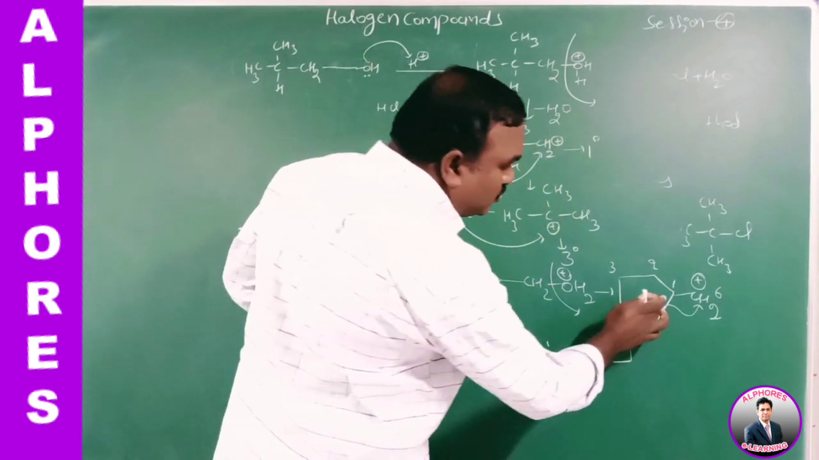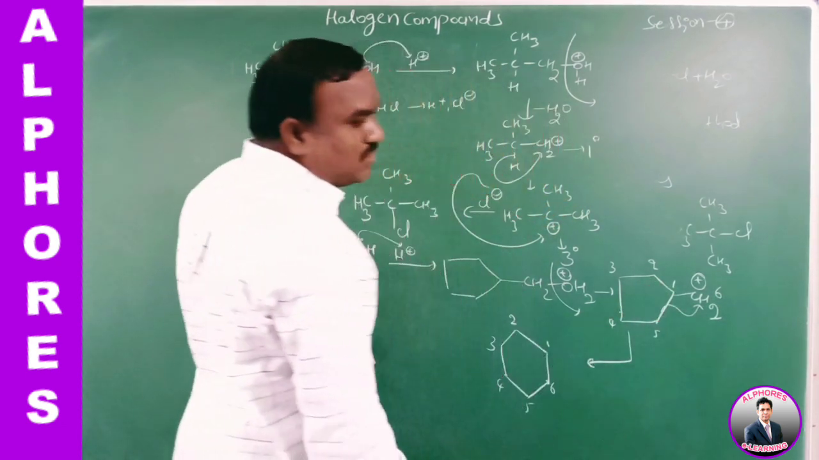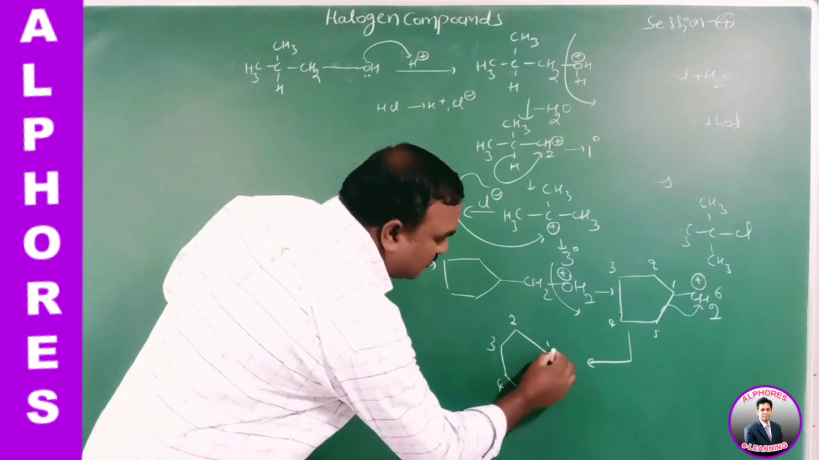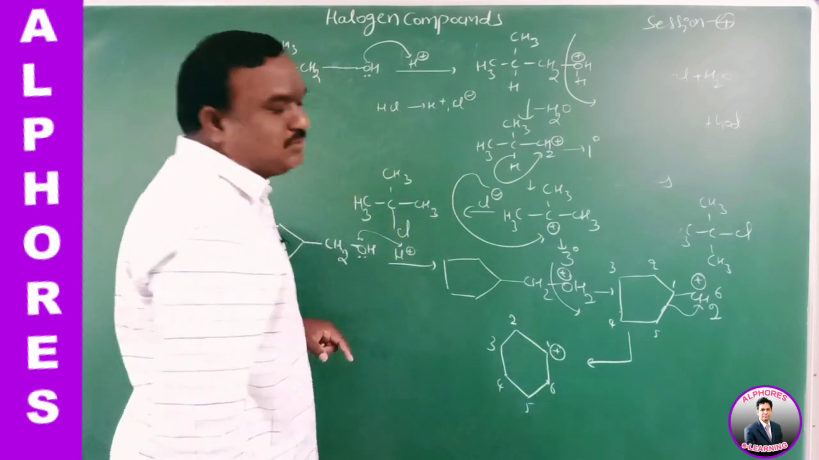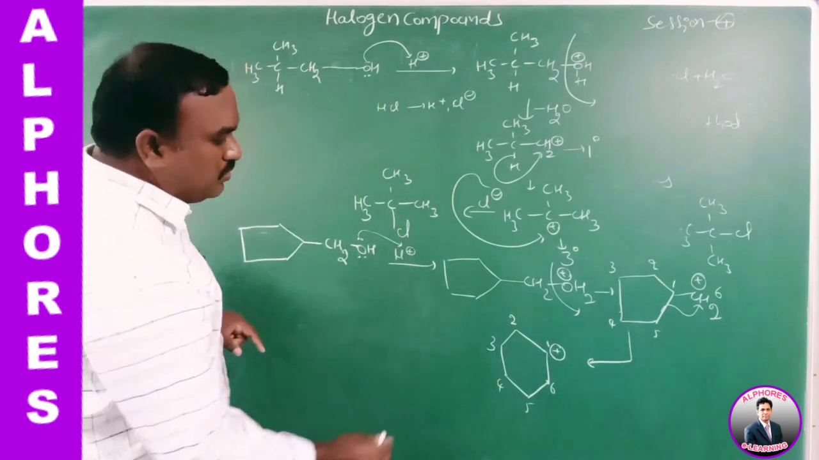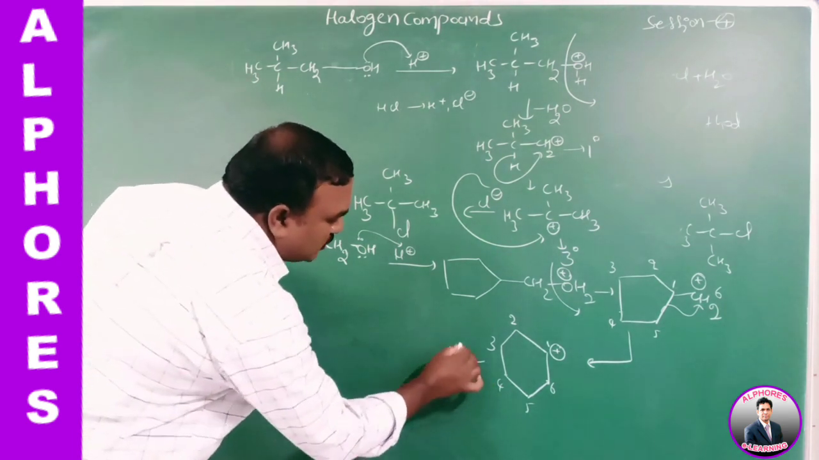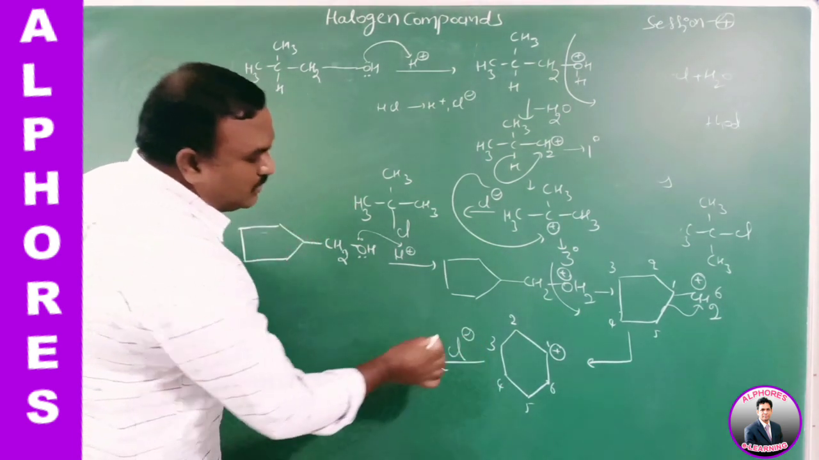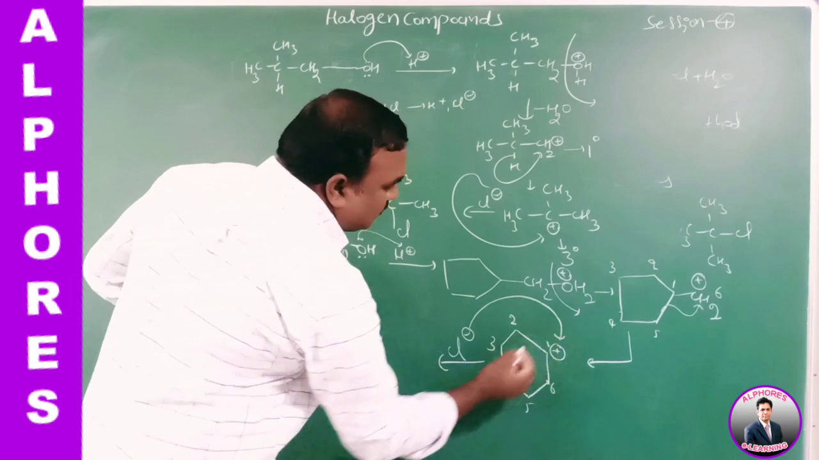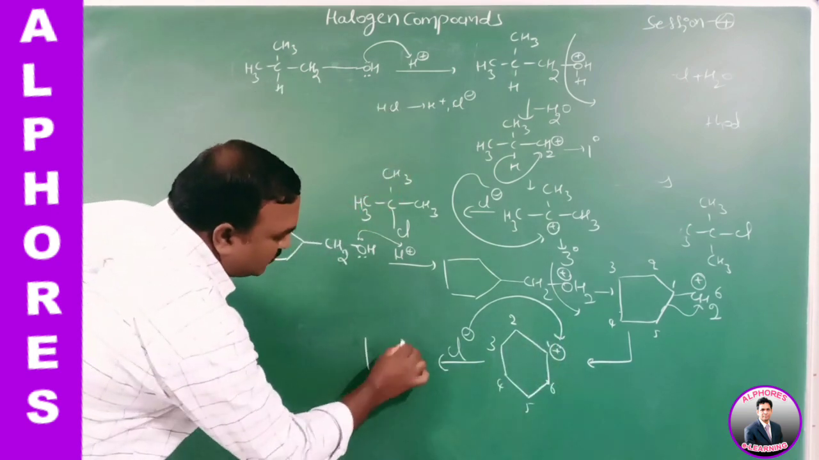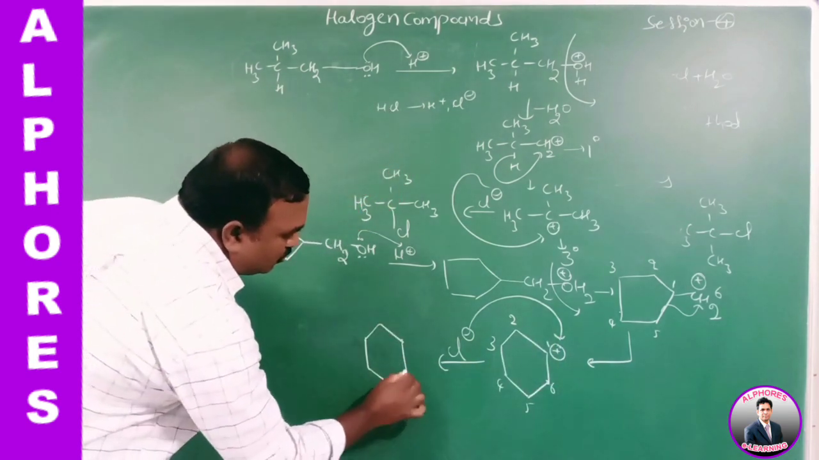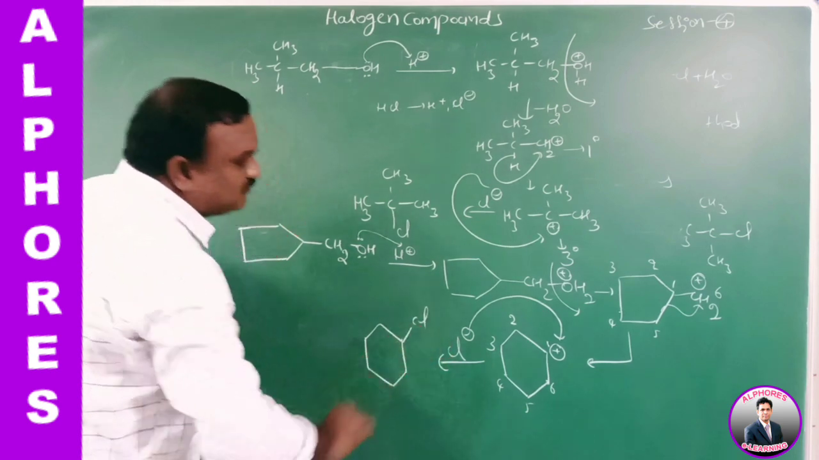Which is going to lose the electrons here? First carbon. Then the first carbon gains a positive charge. So the final step is the nucleophile attacking step. Form the chlorocyclohexane.